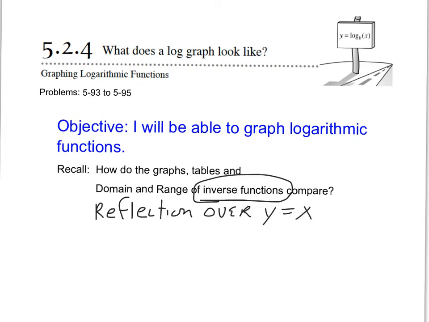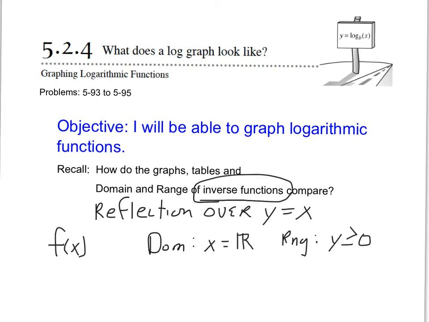So if we take those things into account and we have a function f of x, it has a specific domain. Maybe the domain of f of x happens to be x equals all real numbers. And the range for this particular function is that y is greater than or equal to 0.